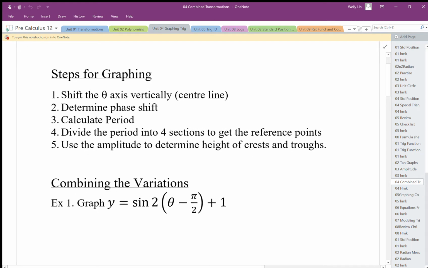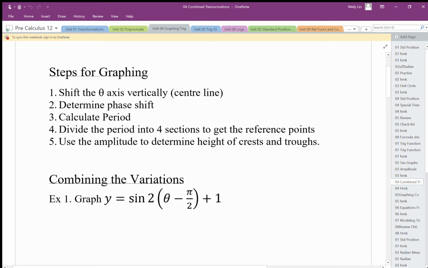Okay, so this is the notes for 04. So we're looking at shifts. I've put down some steps that we can think about when we're graphing. We want to understand where the vertical shift is, or the center line. We want to know the phase shift, so we know where the starting point of our graph is going to be. We want the period so we can figure out the end point. We want to divide it into the 4 quadrants to find the min, max, and middle points, and also use the symmetry to draw the graph. And we want to know the amplitude to know how high up and down we need to draw this graph.